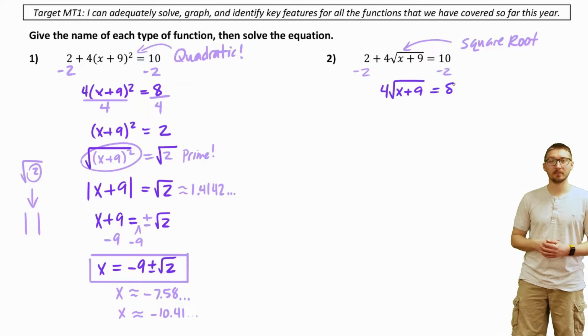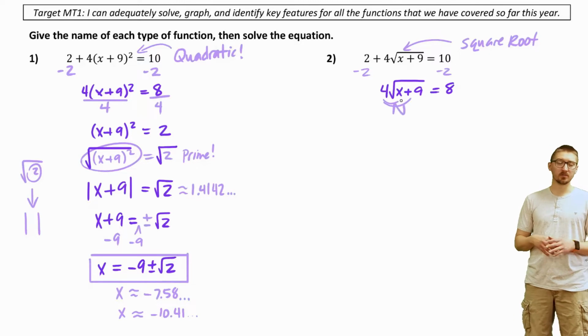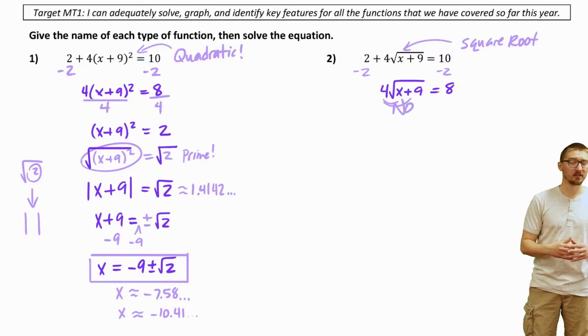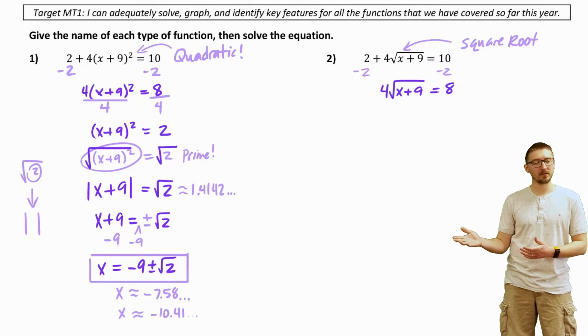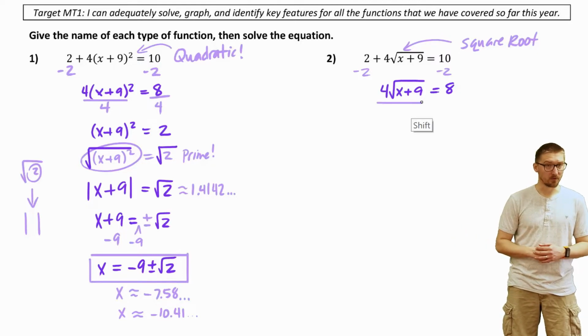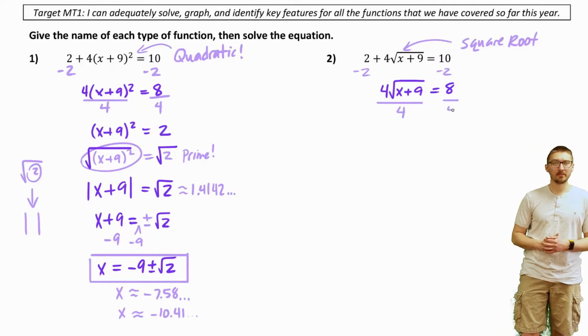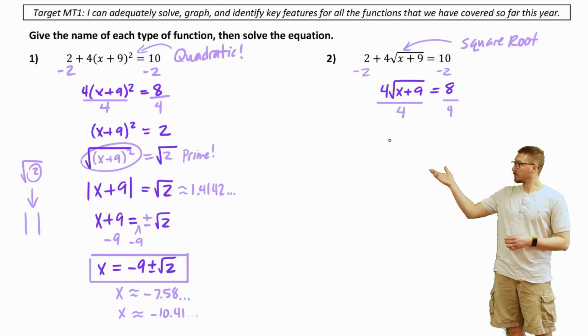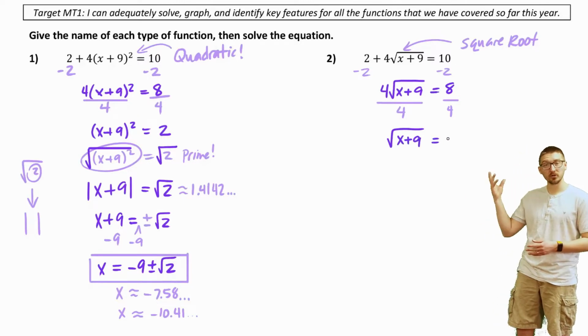And now I have to divide by 4. That 4 does not get to distribute in to a square root, just like it didn't get to distribute into the parentheses squared. You can't do that. In order to get rid of that multiplying by 4, you must divide by 4. And do that on both sides. Once I divide by 4, I'm going to be left with x plus 9 inside of the square root. 8 divided by 4 is 2.